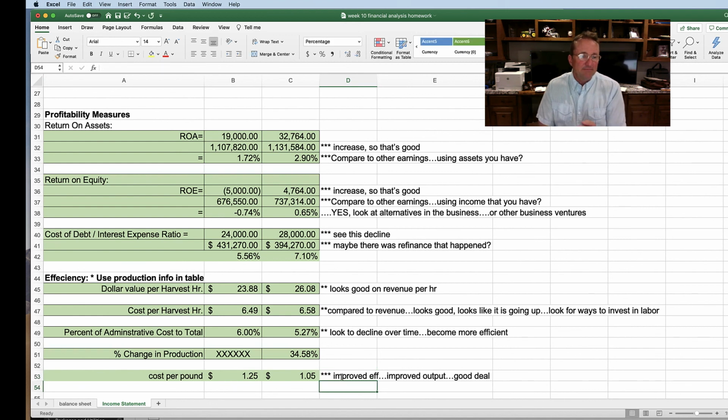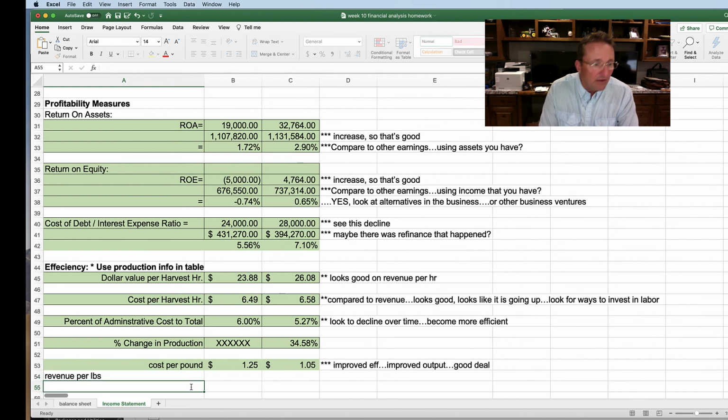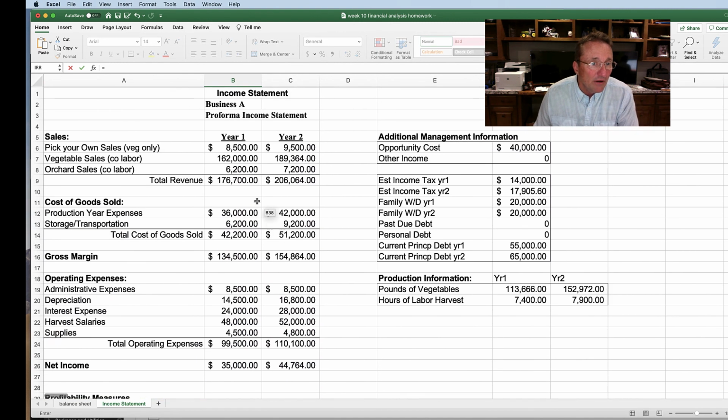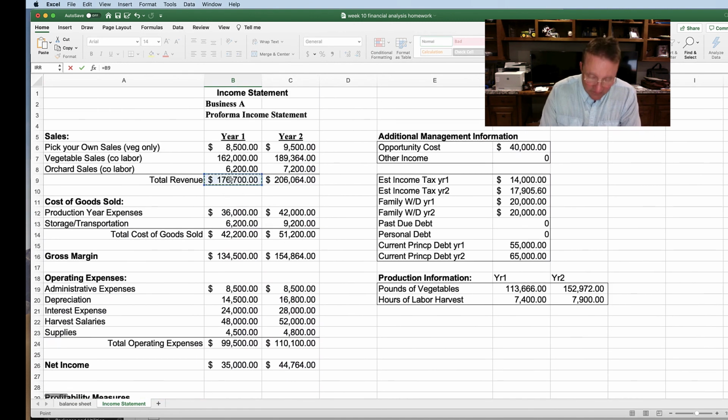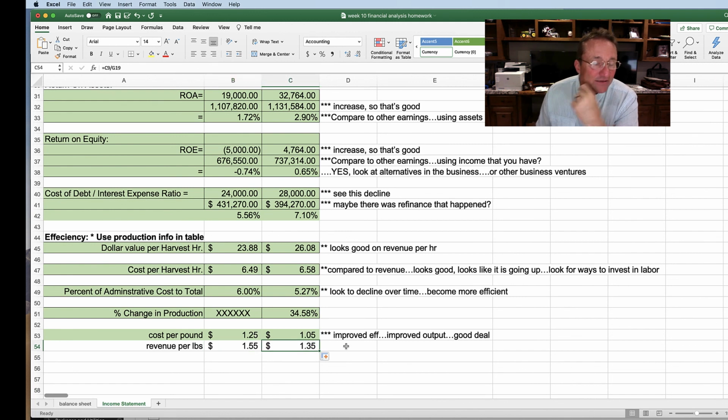All right, now I didn't really ask you for this, but what's the revenue per pound? Let's just look how you would do that one. I'm going to add that to this, revenue per pound. I'm going to move that over to the right so it makes sense, and I'm just going to go equals. What's the revenue per pound? Well, there's my revenue divided by the pounds. And so it's costing me $1.25. I'm selling it for $1.55. So there is what I'm selling it for.